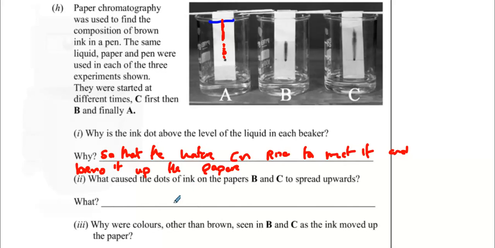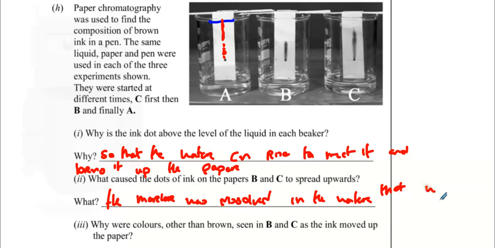What caused the dots of ink in paper B and C to spread upwards? The marker was dissolved in the water that was traveling upwards.